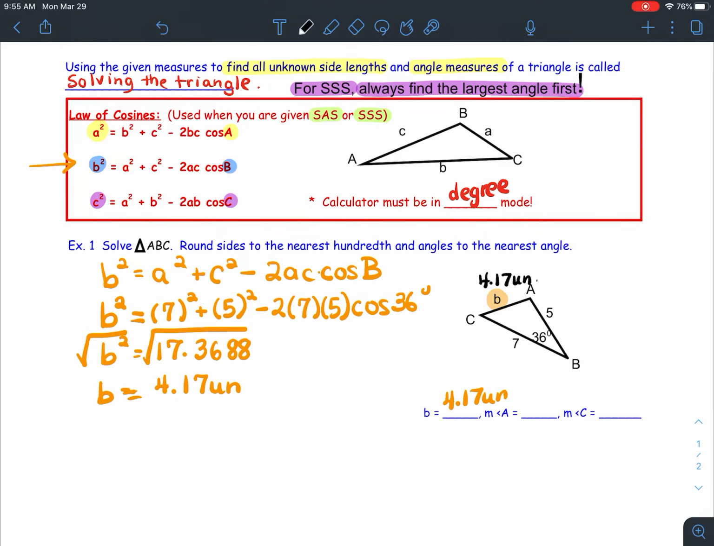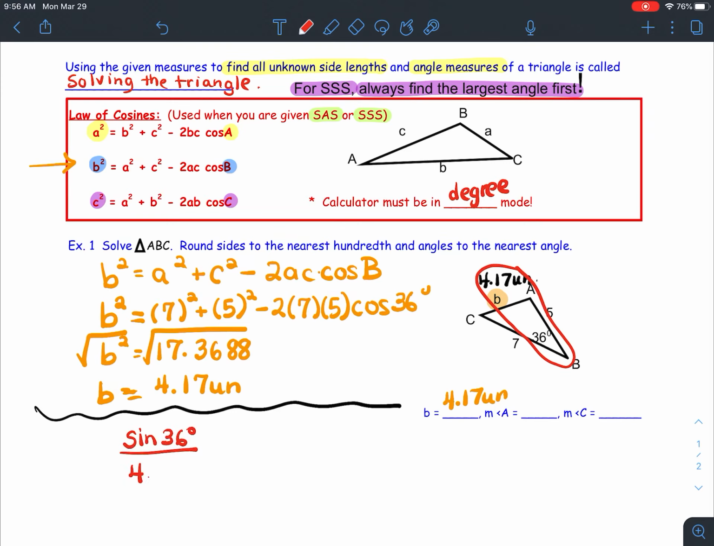Okay, now the beauty, at least, of law of cosines is you should only ever have to use law of cosines one time in the problem. Because once you find one missing component, now we have enough information that we can press forward with using the law of sines. Because I now know an angle, 36, and I know the side opposite that, 4.17. So I'm going to use that with law of sines.